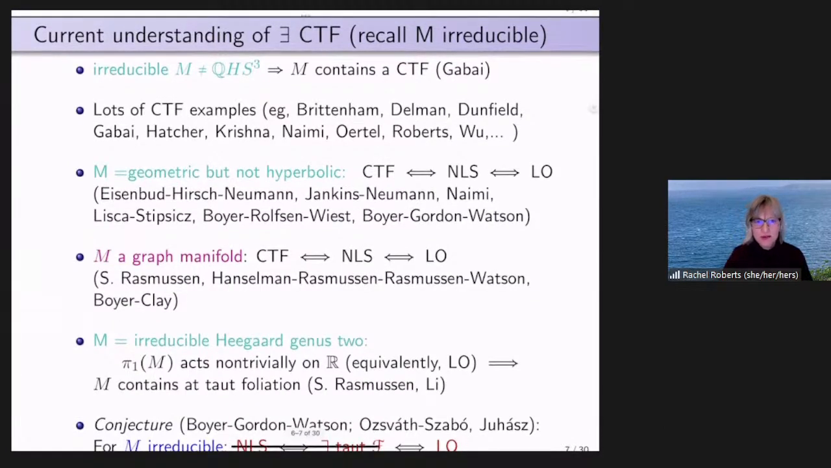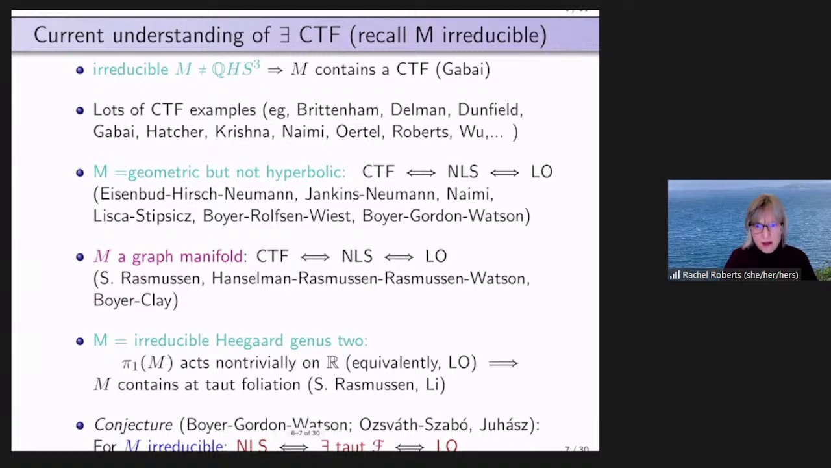So the most general result is due to Gabai, and is the one we're going to come back and talk more about. If your manifold is irreducible and not a rational homology sphere, then one knows that M contains a taut foliation. CTF just stands for co-oriented taut foliation; there's some disagreement about whether taut means co-oriented and taut, or just taut. And there's a whole bunch of examples of various constructions.